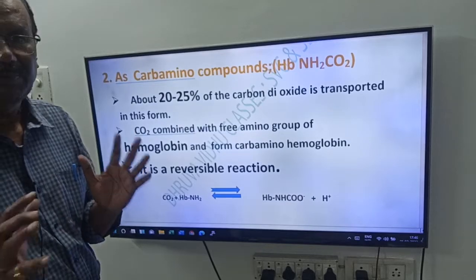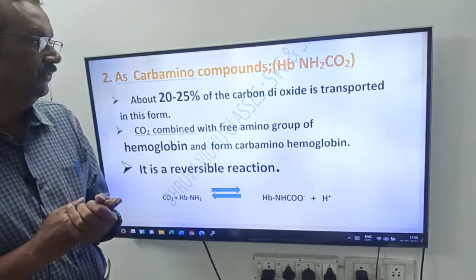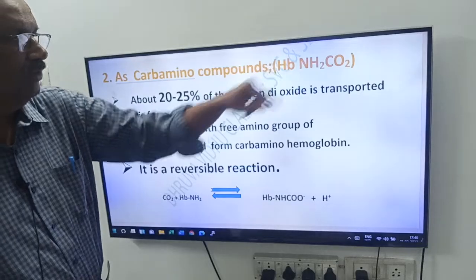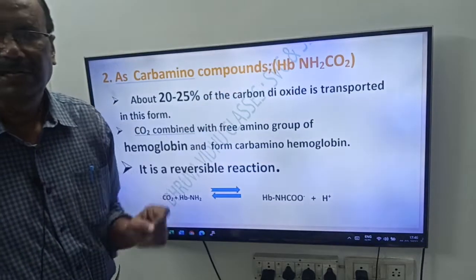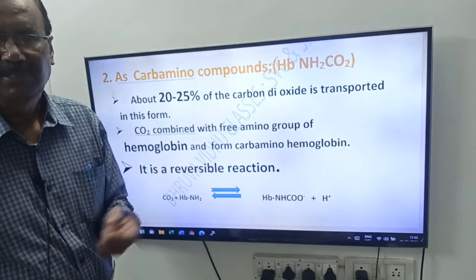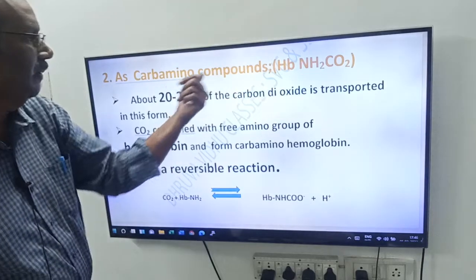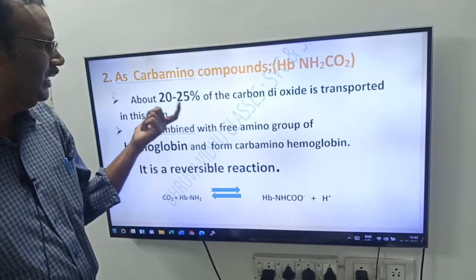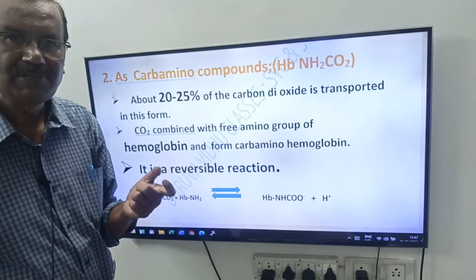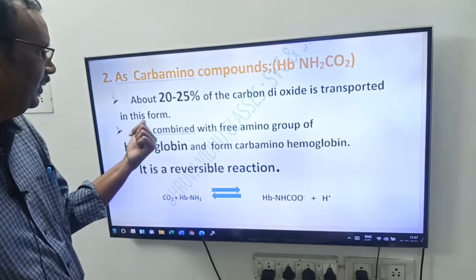Now come to the second type of transport: as carbamino compounds. See friends, HbNH2. You see, hemoglobin has an amine group. It is a protein made up of amino acids, so at one end it has an amine group. HbNH2CO2, that is carbamino compounds. About 20 to 25% of the carbon dioxide is transported in this form.